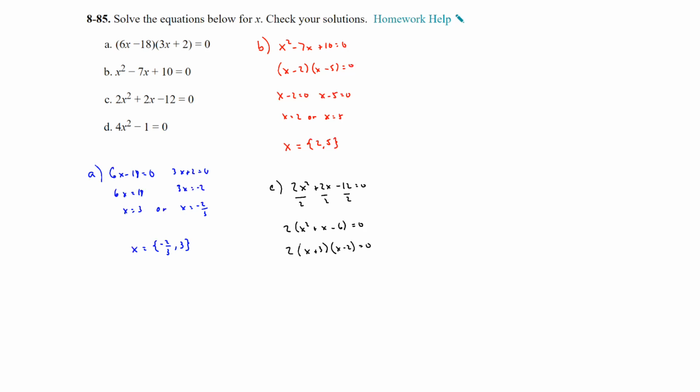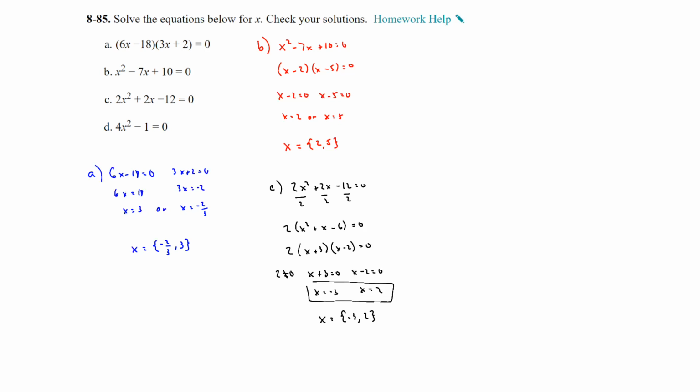Now we have 3 factors, so we should be setting all of them equal to 0, but 2 cannot equal 0. So you're not going to get a solution from that. So you're only going to get a solution from the x plus 3 is equal to 0 and the x minus 2 is equal to 0. So subtract and add, and we get negative 3 and 2. So x is equal to negative 3 comma 2, or once again, you can leave it just like this.